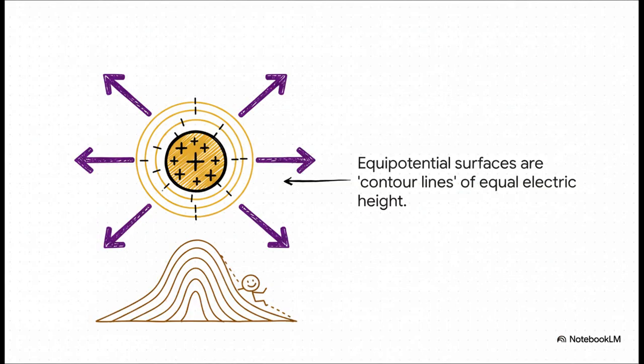Take a look at this map right here. The gold lines, those are what we call equipotential surfaces. They are exactly like the contour lines on a hiking map. Every single point along one of those gold lines is at the same electric height, the same potential. And the purple lines? Those are the electric field lines we already know. Notice how they always point from high potential to low potential? They show you the path a positive charge would naturally roll down. And here's the kicker. They always cross the equipotential lines at a perfect right angle.